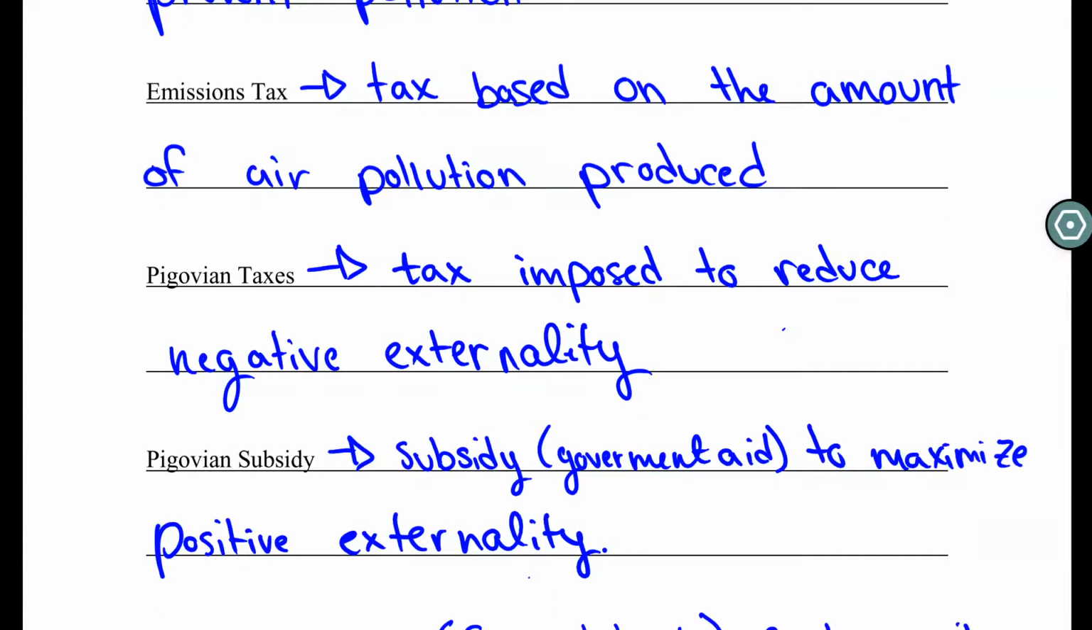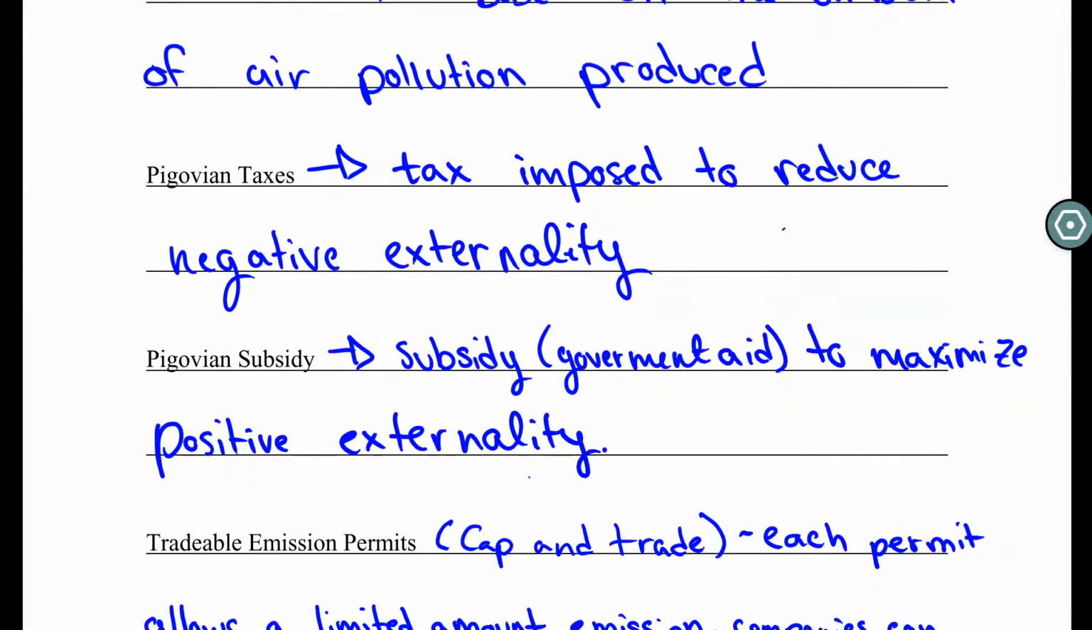Then we have this idea of a Pigovian tax and a Pigovian subsidy. A tax will reduce the negative externality by making it cost firms money, cutting into their profits, and a subsidy, where the government is giving a company money to make the production cheaper, will maximize the positive externality. So we can minimize the negatives by taxing and maximize the positives by subsidizing.